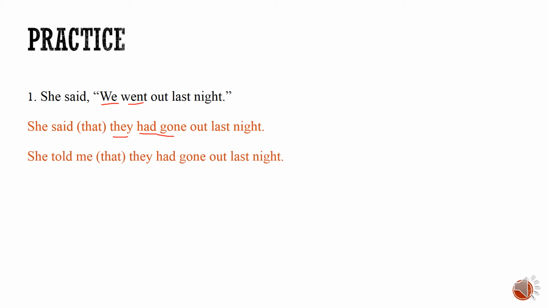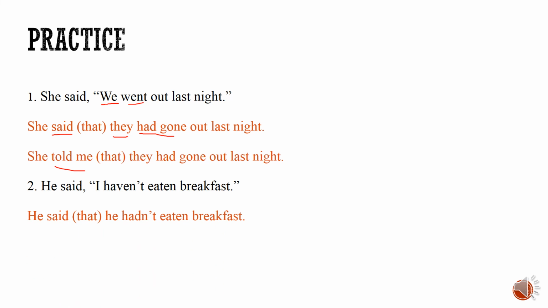Another way, we can replace the verb said with told me. Okay, so both of them are just reporting verbs and serve the same purpose. What about this example? He said, "I haven't eaten breakfast." So you should be saying, he said that he hadn't, so I becomes he, and haven't eaten becomes hadn't eaten, because the present perfect should be changed into past perfect, and as you can see, there are no quotation marks.